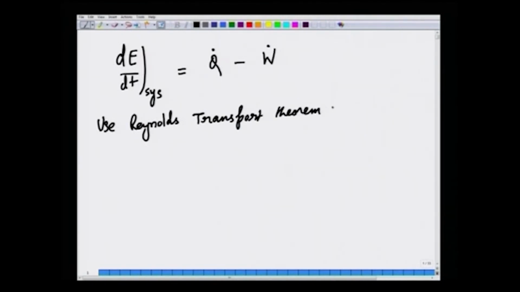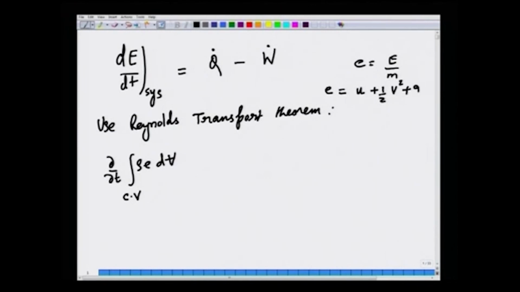to convert this into a CV formulation, wherein you get the integral of rho E dV, where E is the total energy per unit mass and E is written as the internal energy per unit mass plus the macroscopic kinetic energy per unit mass plus the gravitational potential energy per unit mass. This is the rate of change of the total energy present in the control volume, but this is not all. You also have the flux term over the control surface, integral of rho E V dot N dA, is equal to the rate at which heat is transferred into the system minus the rate at which work is done by the system.